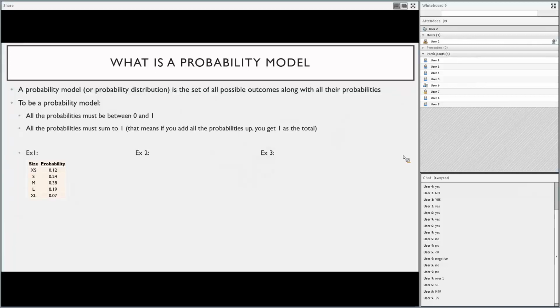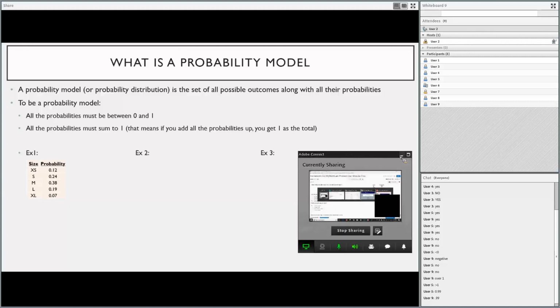So here's a little table that shows you different sizes of maybe t-shirts or something. And to the right, it shows you the probability of someone selecting or buying that size of t-shirt. So we want to determine if this is a probability distribution or a probability model or not. We just need to ask ourselves a couple questions. First question: are all the probabilities between 0 and 1? Yes, they are. If we look at all the individual probabilities here in this table, every single one of them is between 0 and 1.